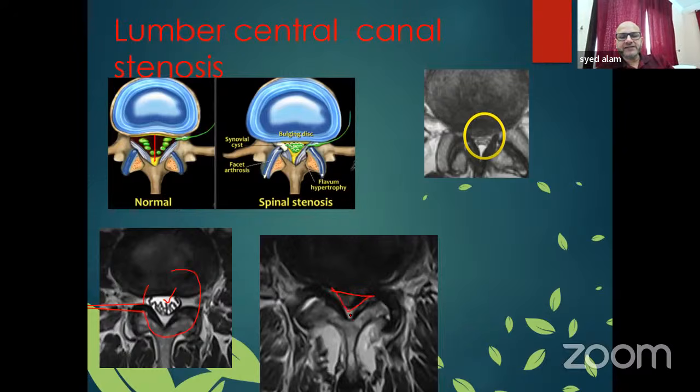This is the fact. So there is no CSF between the nerve roots: central canal stenosis.